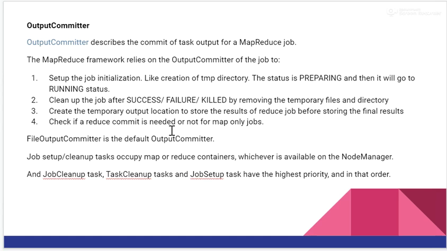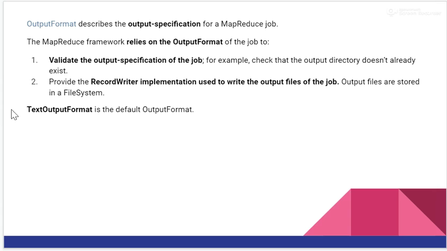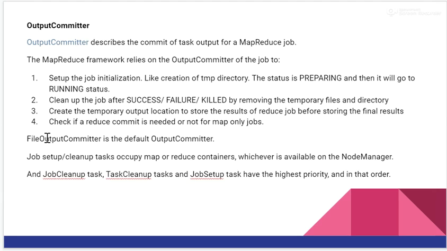So the default output committer is the file output committer, and the default output format is the text output format. As you can see here, text output format is the default.